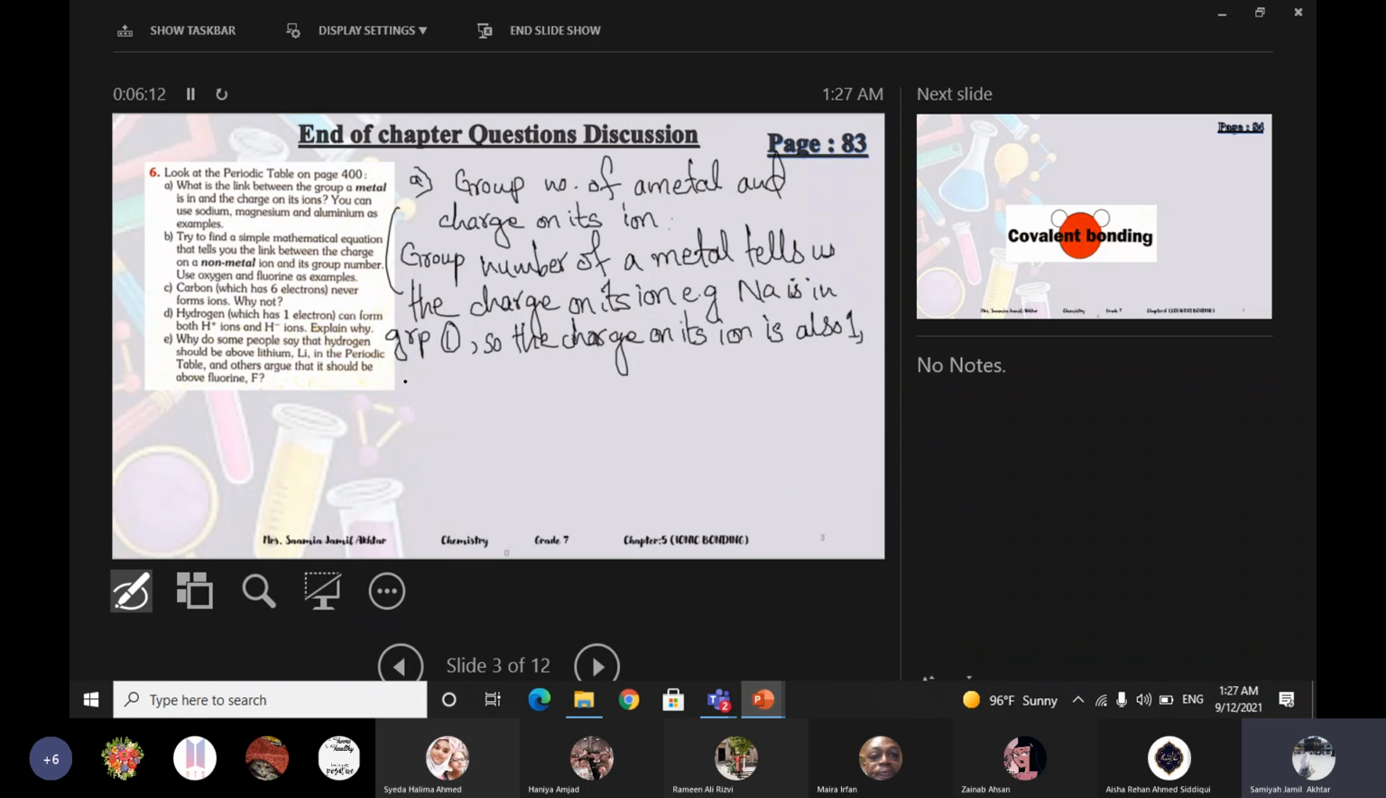If an element like magnesium is in group 2, the charge on it is also 2 plus. But if it's in the transition metals, then it's different. This applies only to groups 1, 2 and 3. Transition metals have various valencies. If something is a transition metal, will the charge be 3 positive?